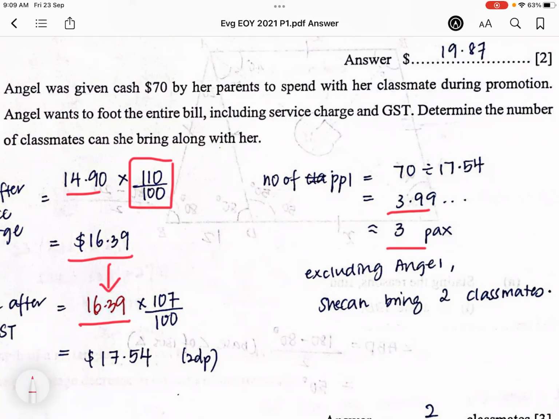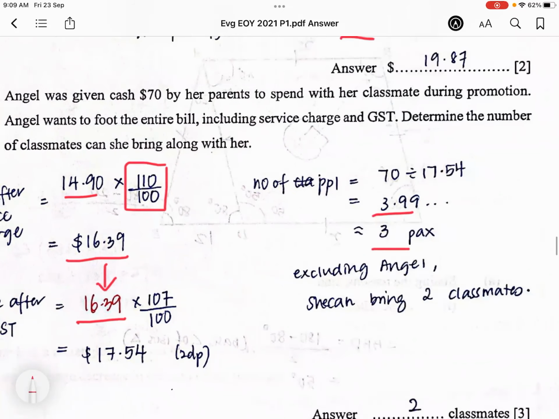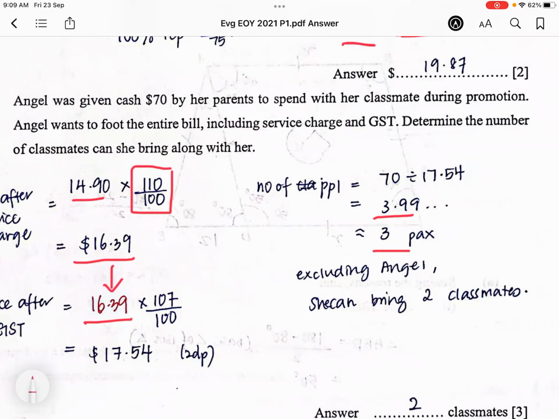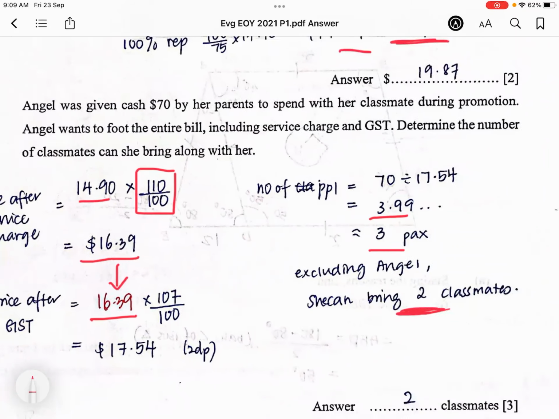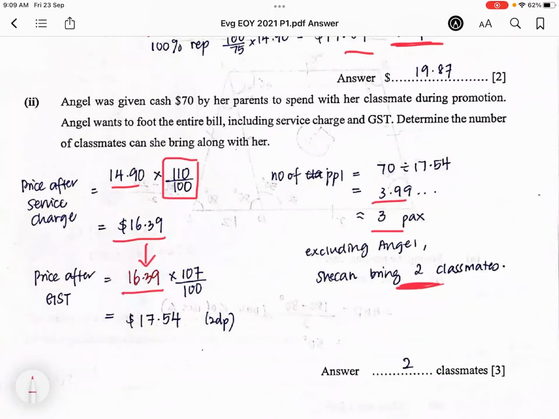But Angel is bringing her classmates. They're asking you, how many classmates can she bring along? Angel paid for herself is 1 person. That's 1 down. So she can only bring 2 classmates. So that is a tweak inside the question. So please write your answer. Read the question carefully. Okay, so she can only bring 2 classmates, excluding herself.